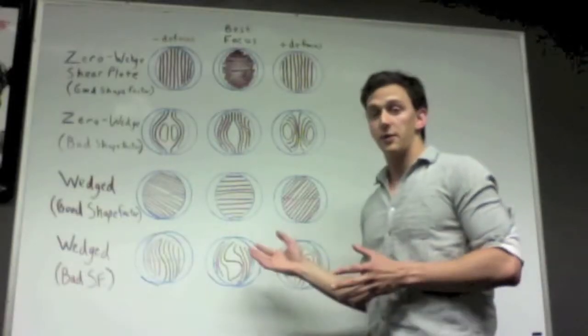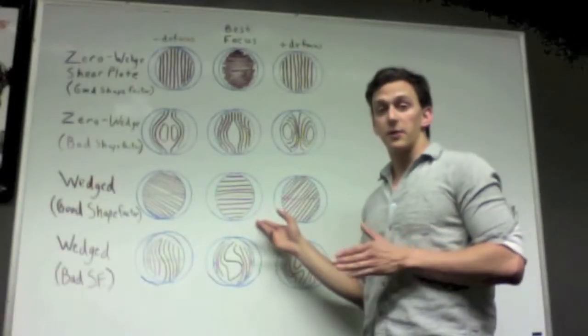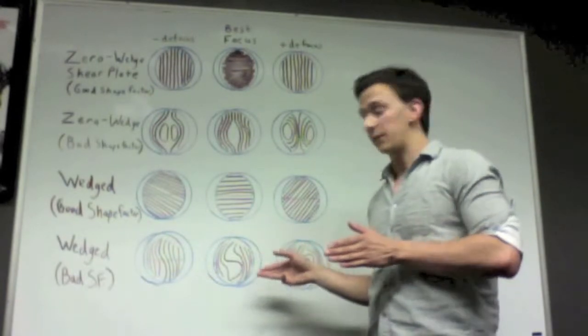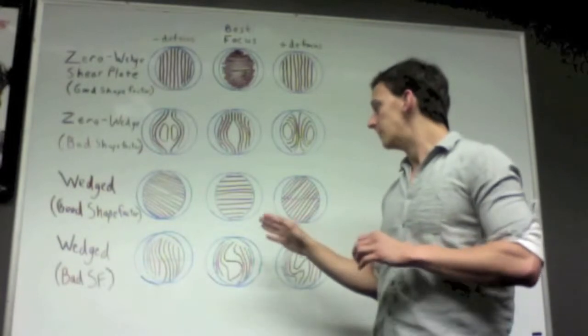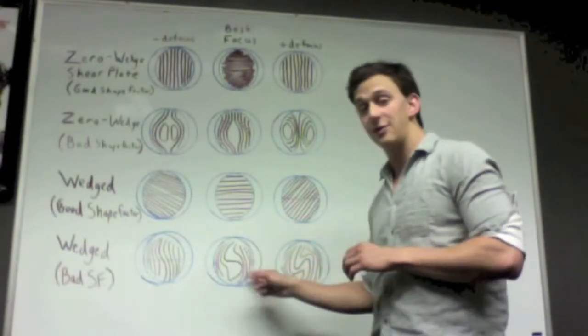Now if I change the defocus slowly, then you can see the different shapes. This is going positive defocus, and then negative defocus, you start to get this shape. Now, with a wedge shear plate and a good shape factor, we'll get horizontal fringes. Actually, in both cases, we'll get horizontal fringes when we have a best focus. But with spherical aberration, we'll get this S shape.